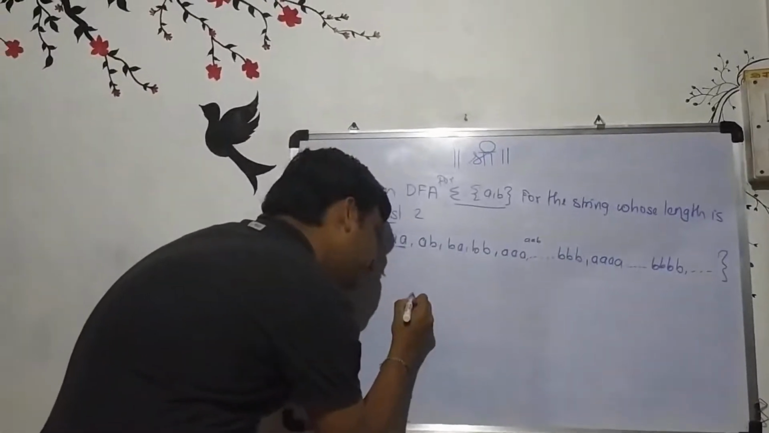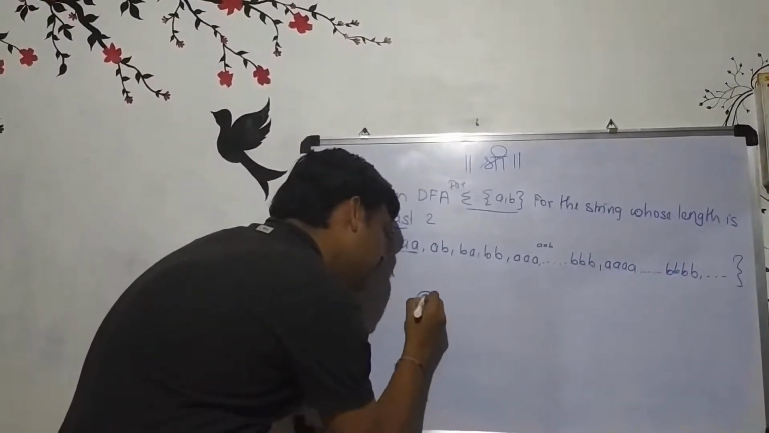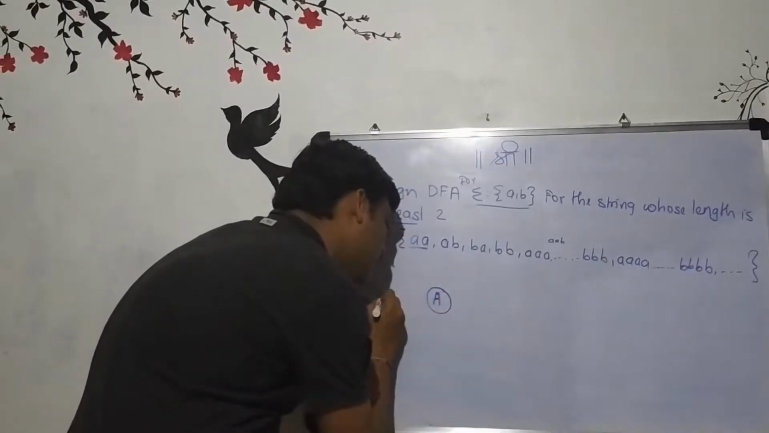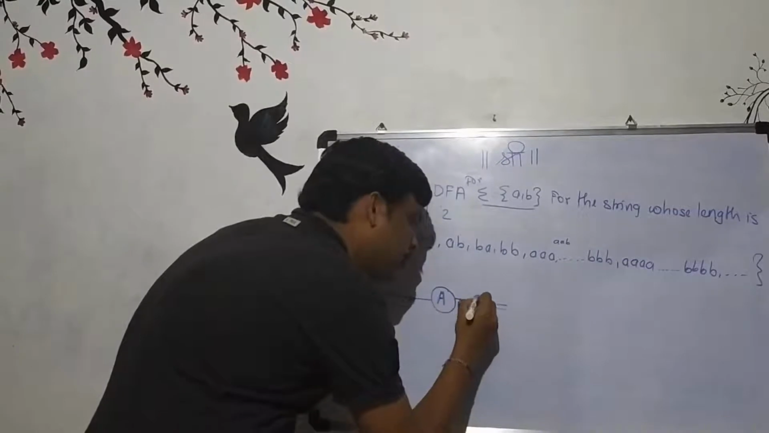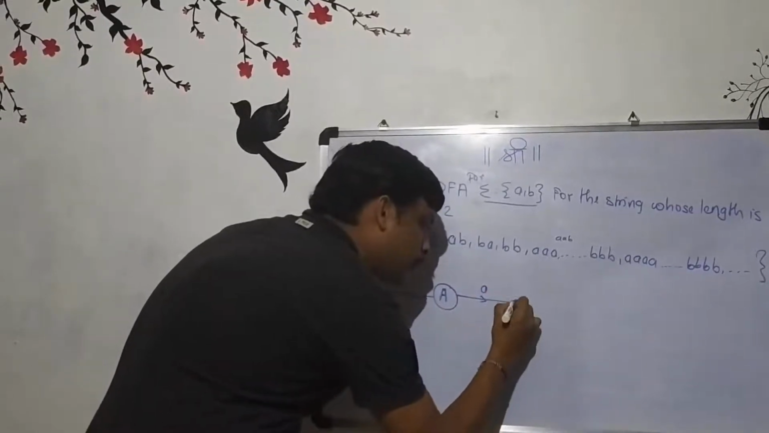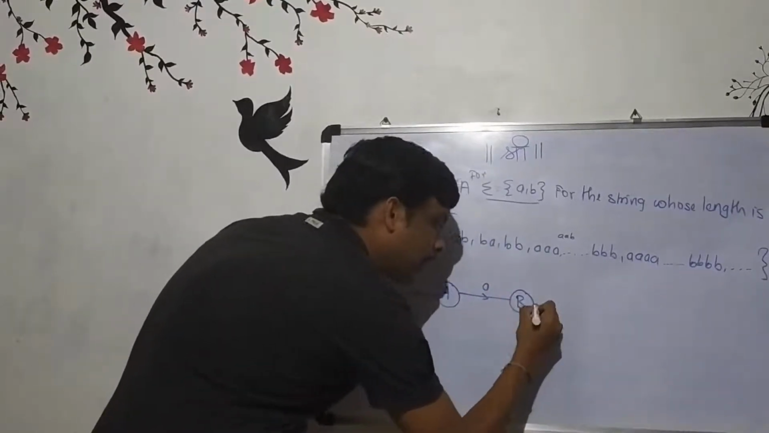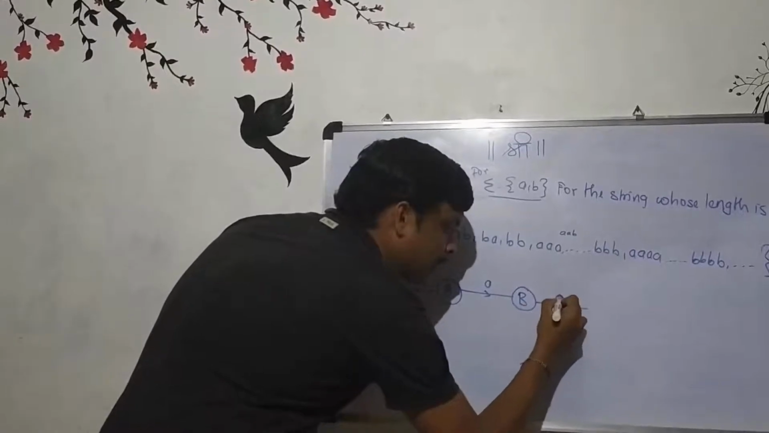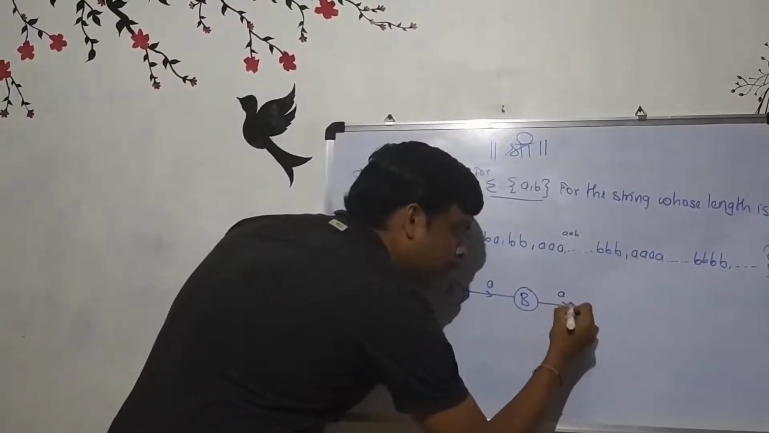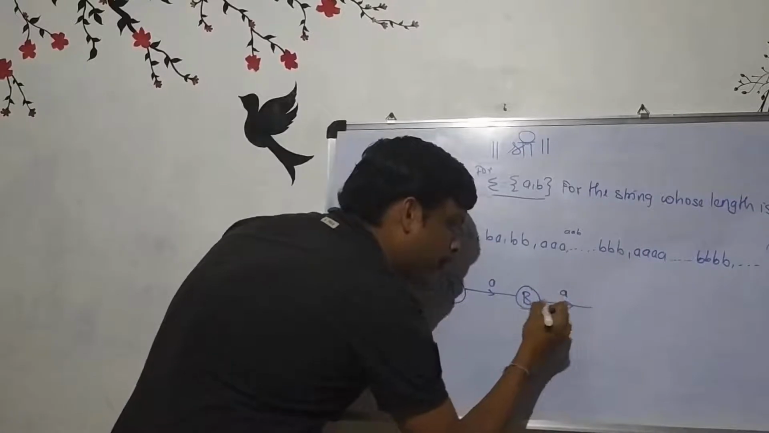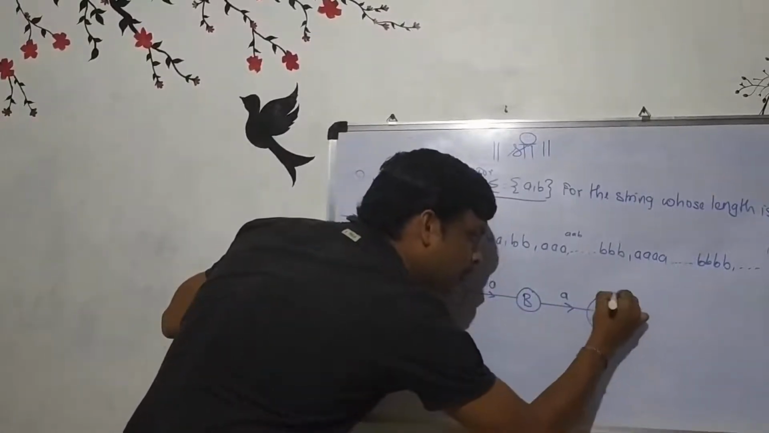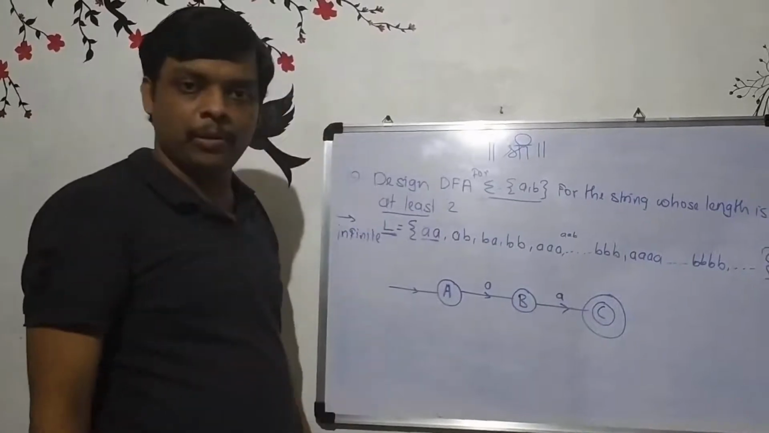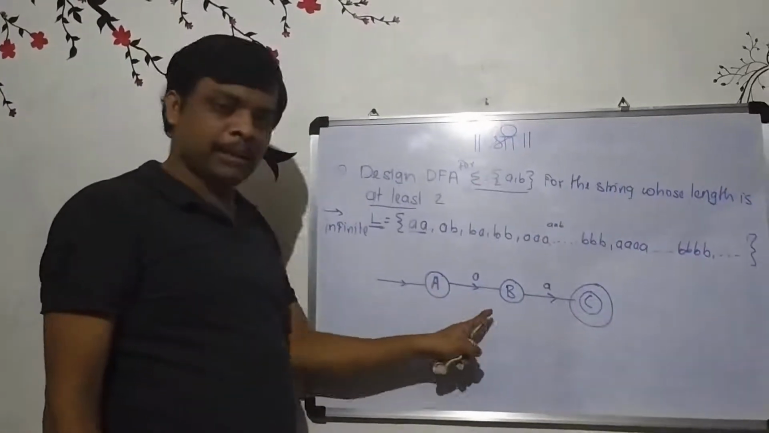Suppose this is the initial state, capital A. We have to accept AA, so here A, then B, and then we have to write A again. After completion of this, the next state must be a final state. So this is how we are accepting AA.